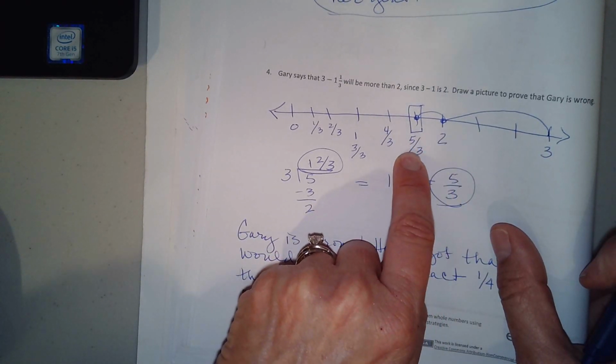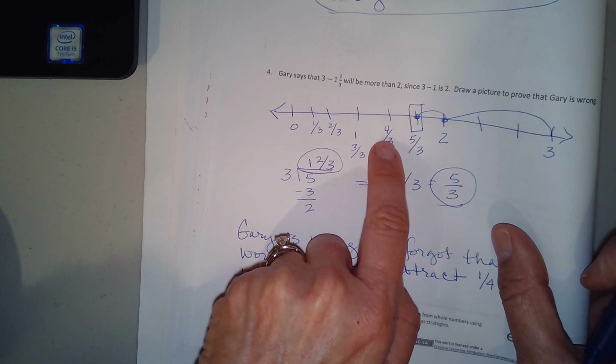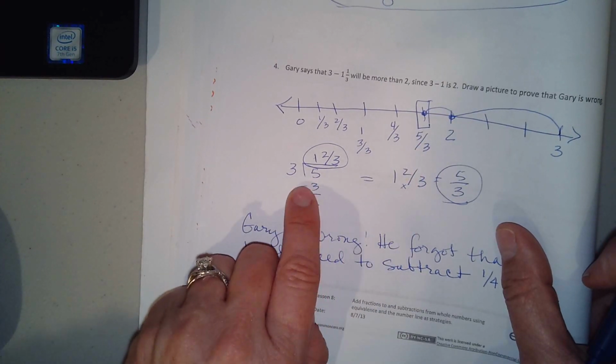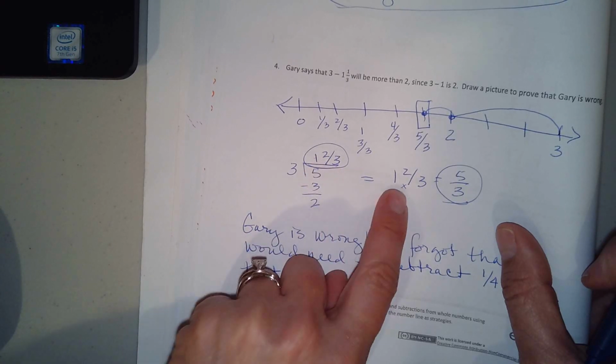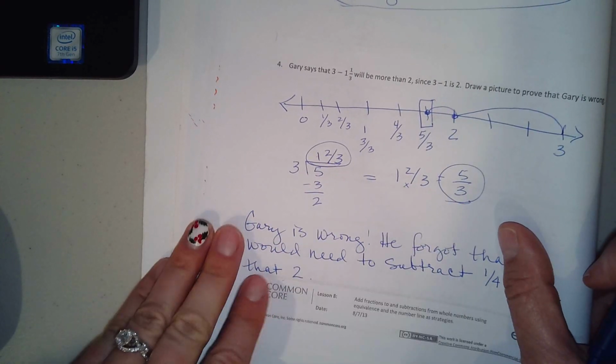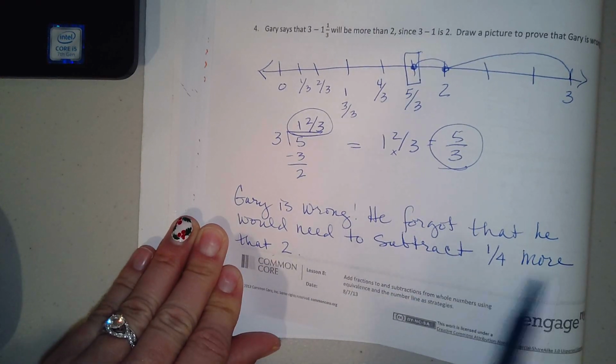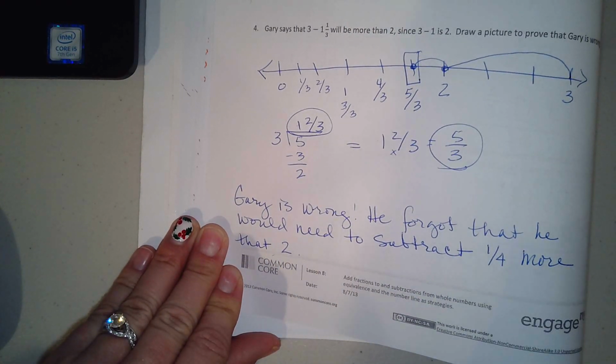I end up with 5/3, which is 1 2/3. So if I take 5/3 and I divide it, I end up with 1 2/3. 1 2/3 takes me back to 5/3. Gary is wrong. He forgot that he would need to subtract 1/3 more than 2.